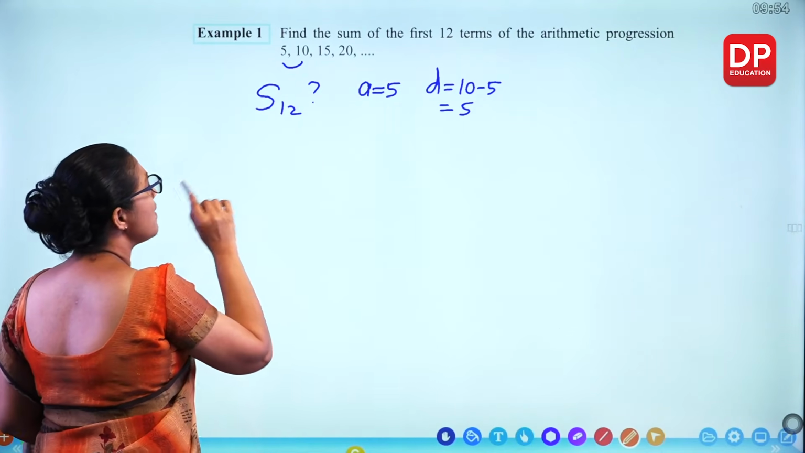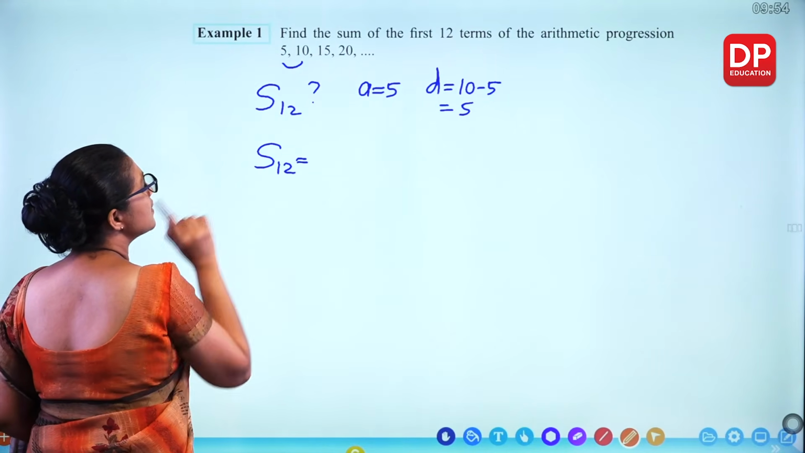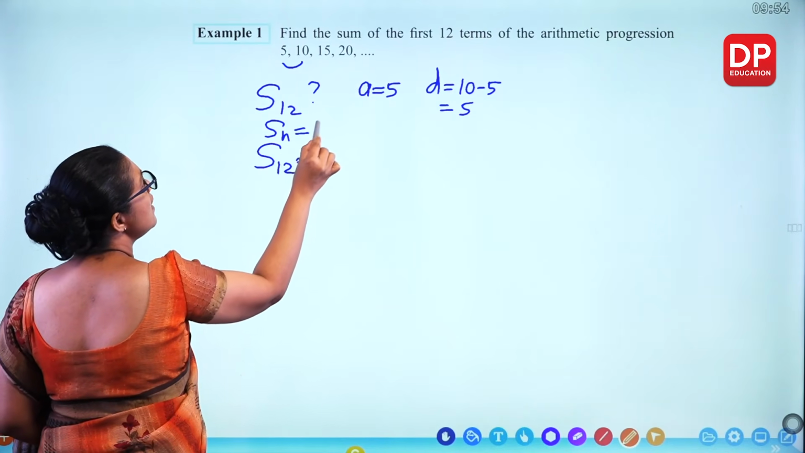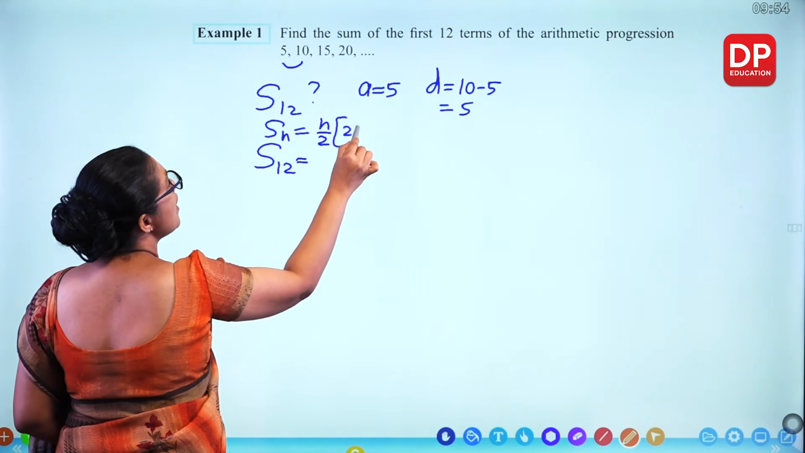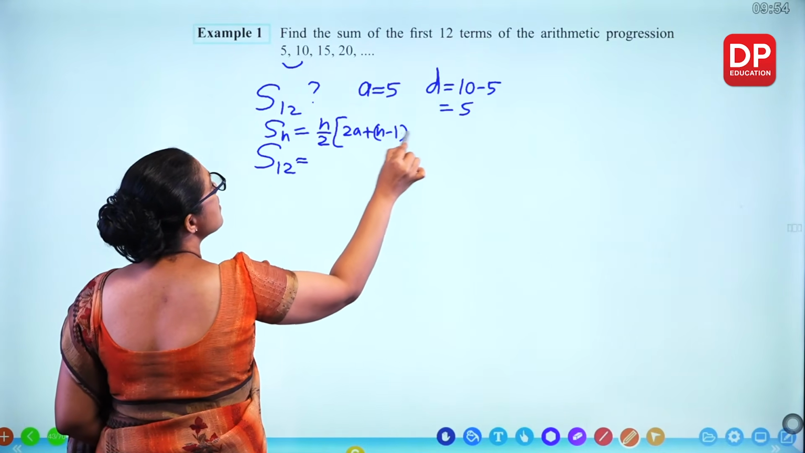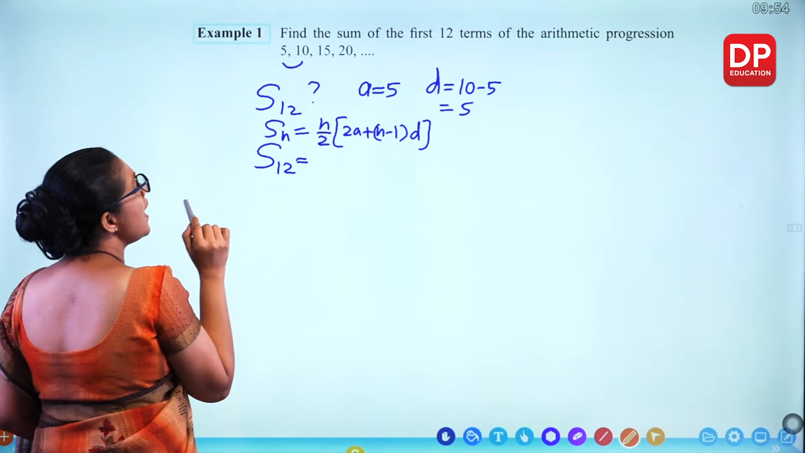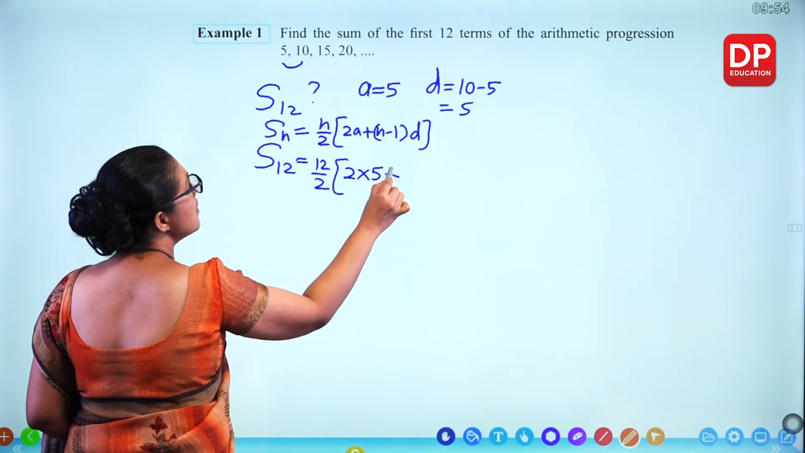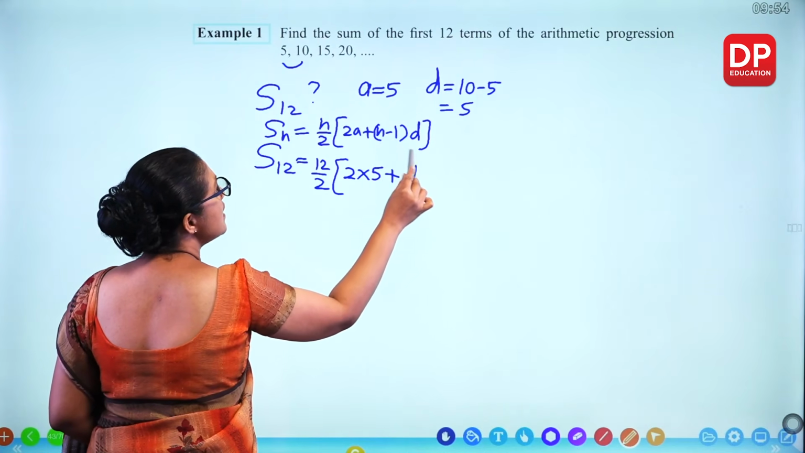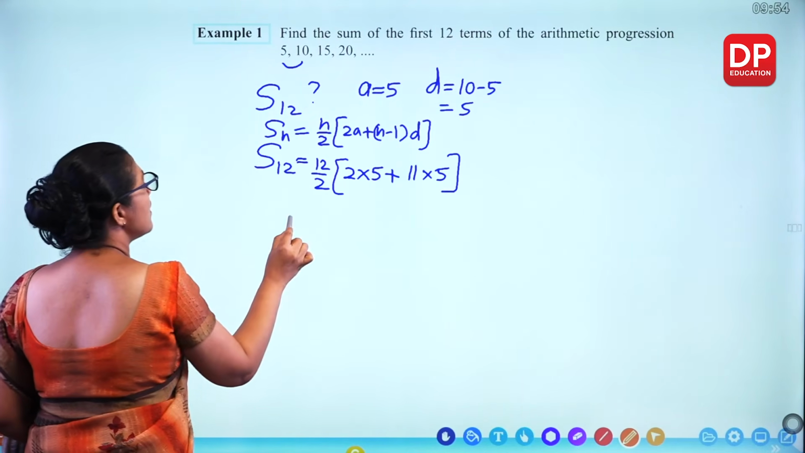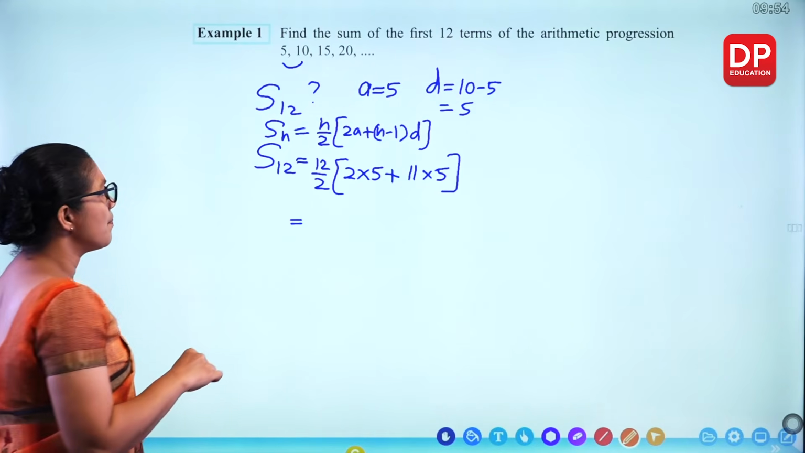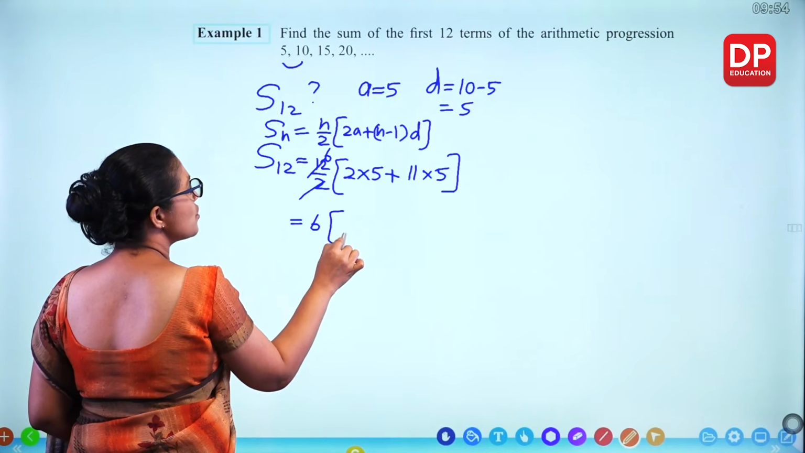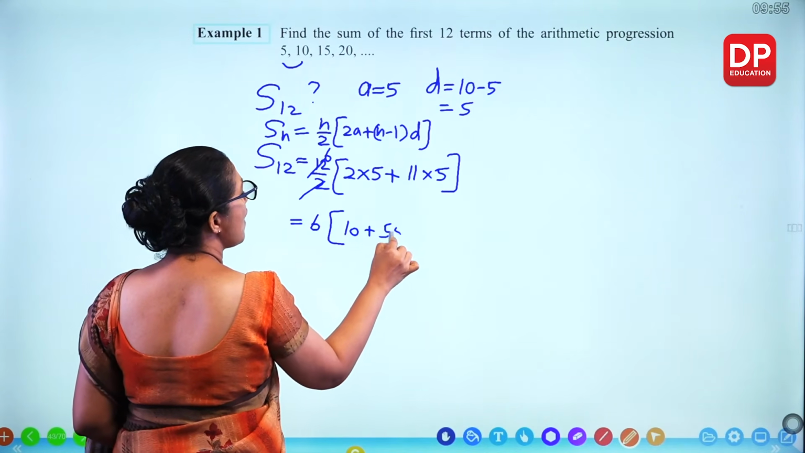So apply to S12. S12 equals, what's the formula? I'll first write down the Sn formula. n over 2, 2a plus (n minus 1)d. Now substitute. n is 12, a is 5, 12 minus 1 is 11, d equals 5. Now find out the sum. 2 times 5 is 10, plus 11 times 5, 55.